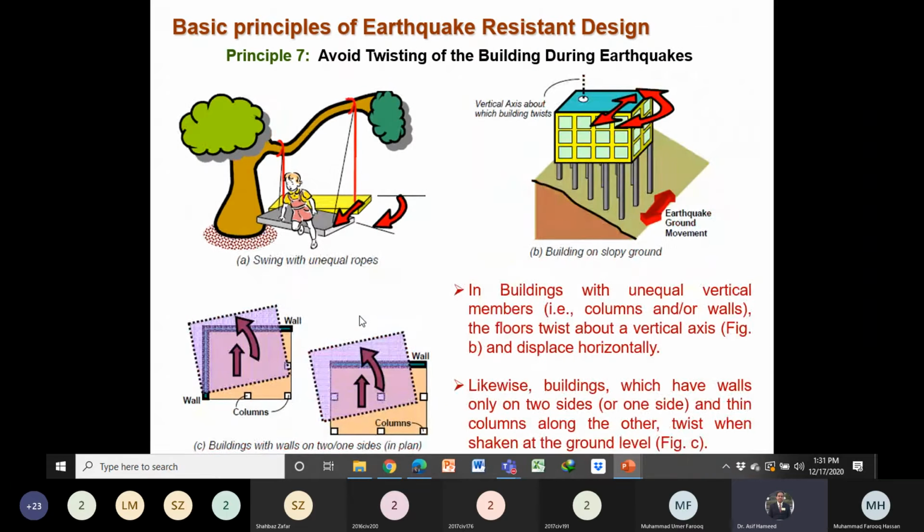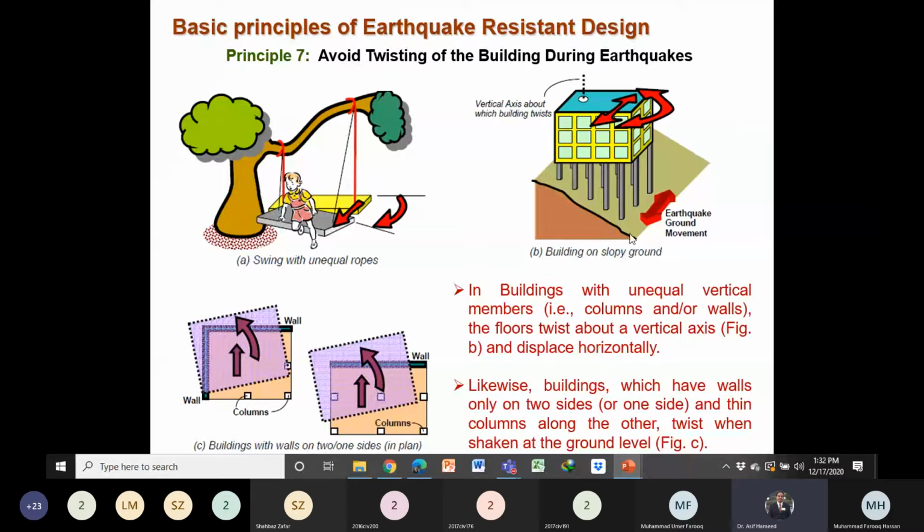Similarly, if we have more columns, heavier components, on one side of the structure, you can see here we have the wall here, but on the other side we may have lighter columns. Again, this building can twist. We have the wall here, and on the other side, we have the lighter columns. An example is if the lengths of the ropes are different. Again, this swing can twist.